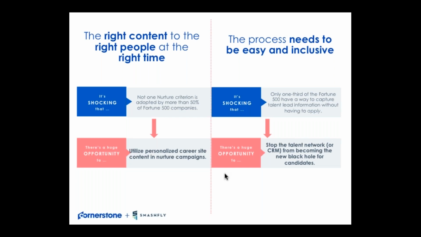The next one is the process needs to be easy and inclusive. It shocked us that only a third of the Fortune 500 have a way to capture talent lead information without having to apply. That's fixable. And we know most people are not going to go through an application process, especially when it's, to Tom's point earlier, longer than 20 minutes. They can sniff that out very quickly.